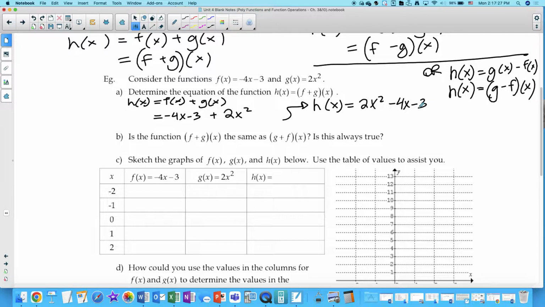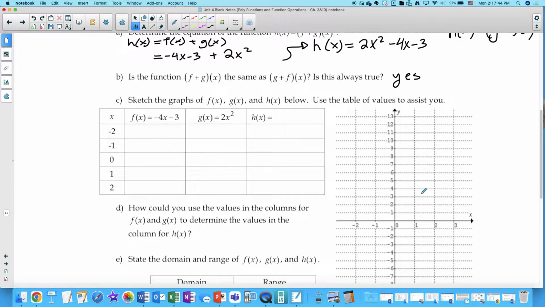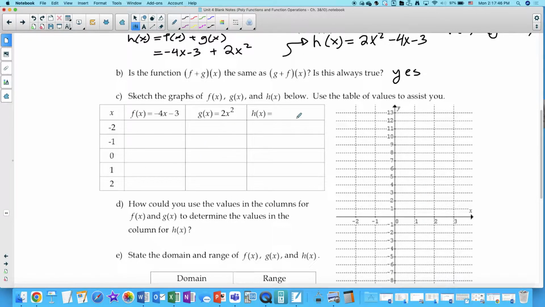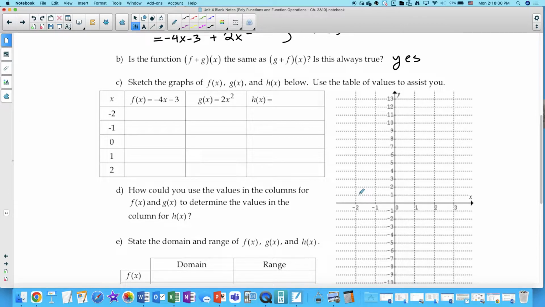Okay, so we actually already answered part B. Are these the same? Is this always true? And the answer is yes, right? For addition, order does not matter. Okay, so what we're going to do next is sketch the graphs of the individual functions, and then by making a table of values essentially, and then we're going to use those two individual graphs to try and sketch the graph of h of x. Okay, and we're just going to do so by subbing in x values.